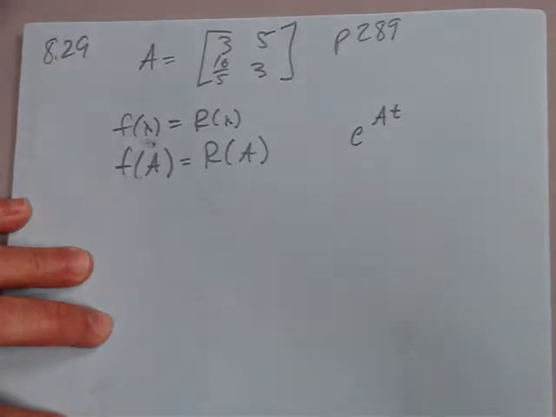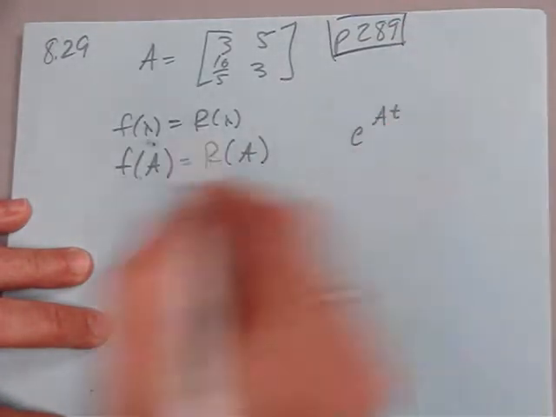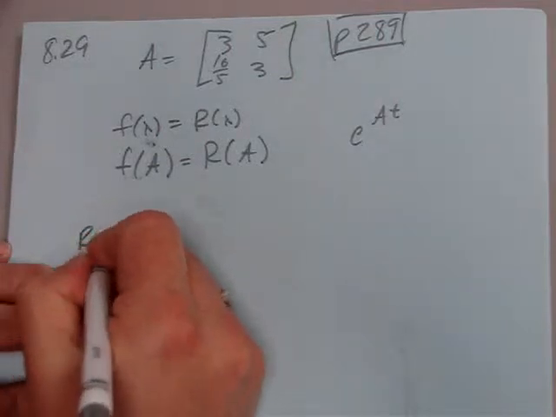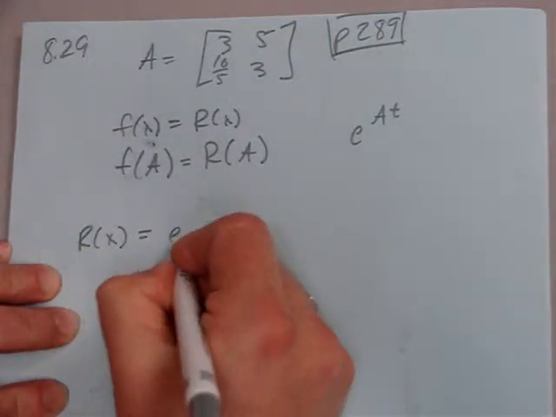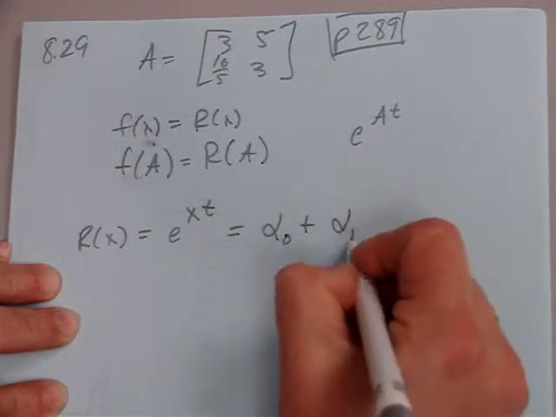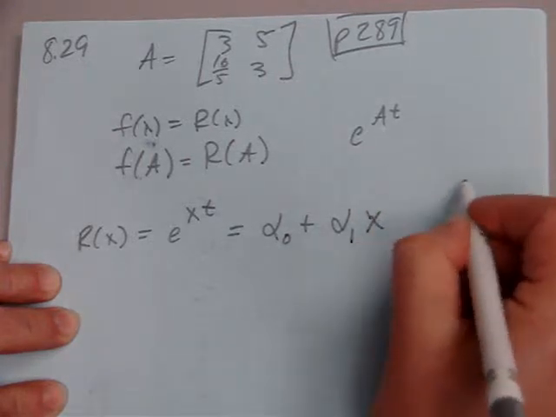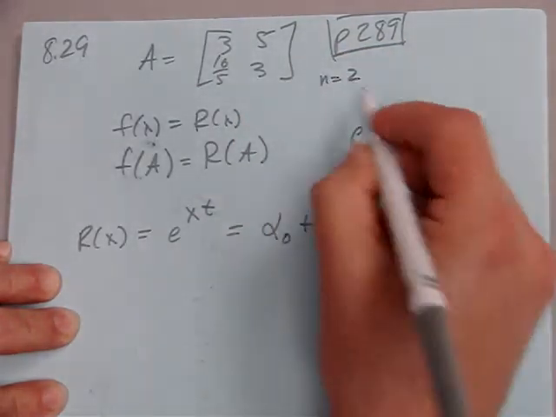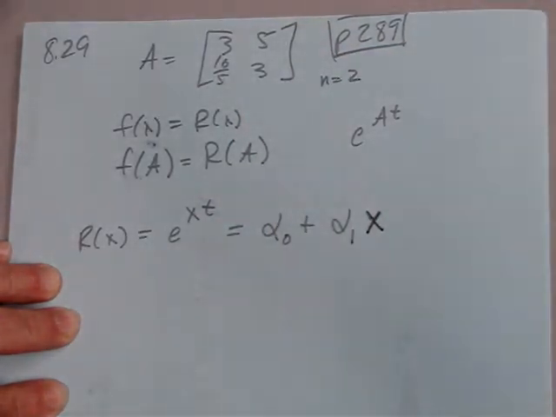This e to the At again can be written as an infinite series, just like in the explanation in the book. So this e to the At function satisfies the requirements that we need for using this kind of theorem, or this property. Alright, so we're going to say our r of x is e to the xt, going to be some alpha 0 plus alpha 1 x, and continuing on to x to the n minus 1 power. Well, n in our case is 2, so n minus 1 is 1, so we only go to the power of x. Okay, so we have a simple linear relationship here.